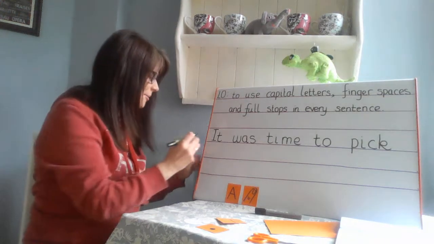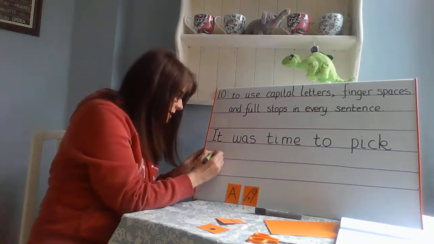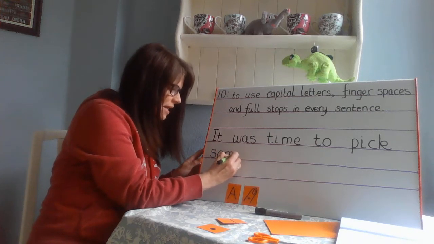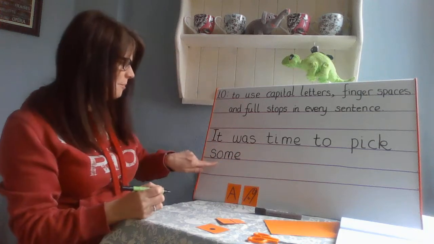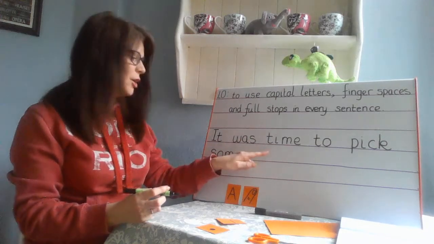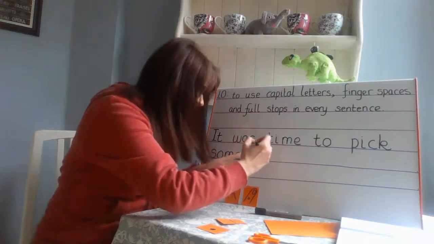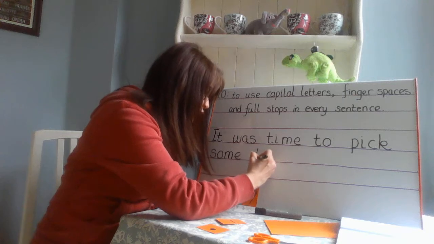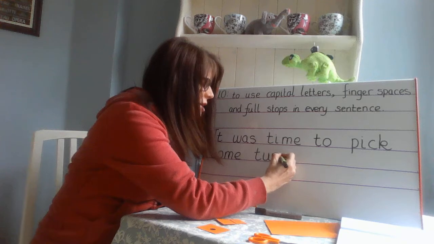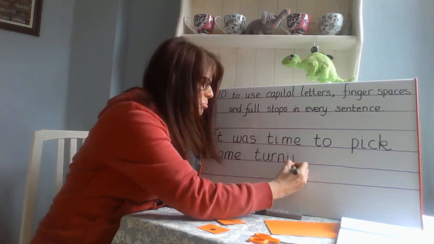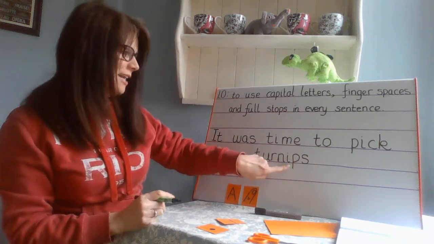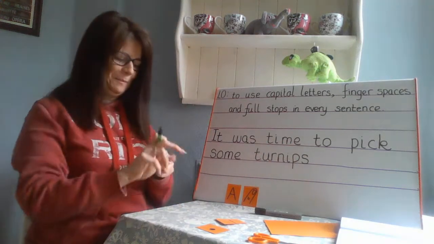some. Oh, it's another tricky word. Hang on, let me remember how to spell it. S-O-M-E. Some. It was time to pick some turnips. Remembering my full stop and my finger space. Turnips. There's that descender again. I think I finished.